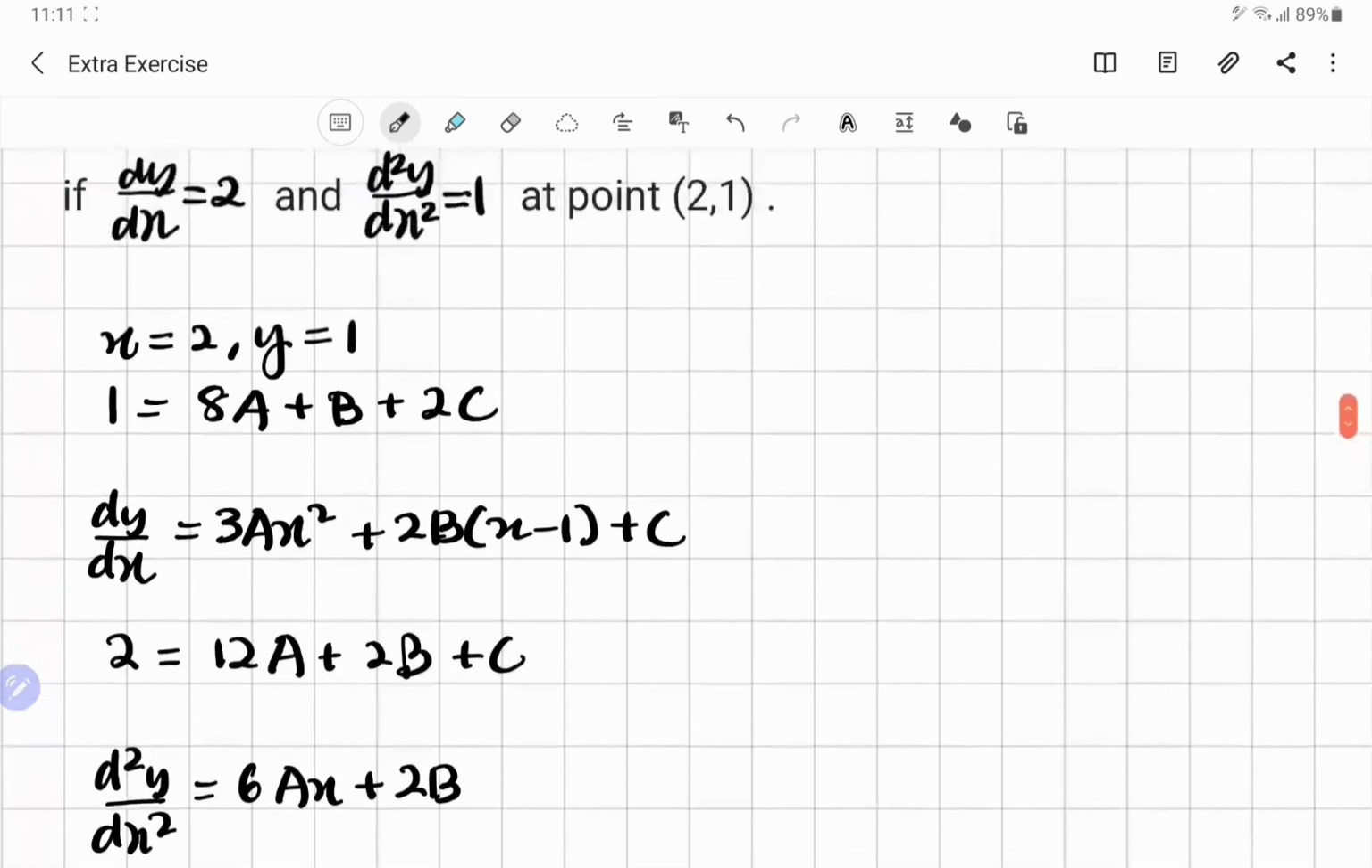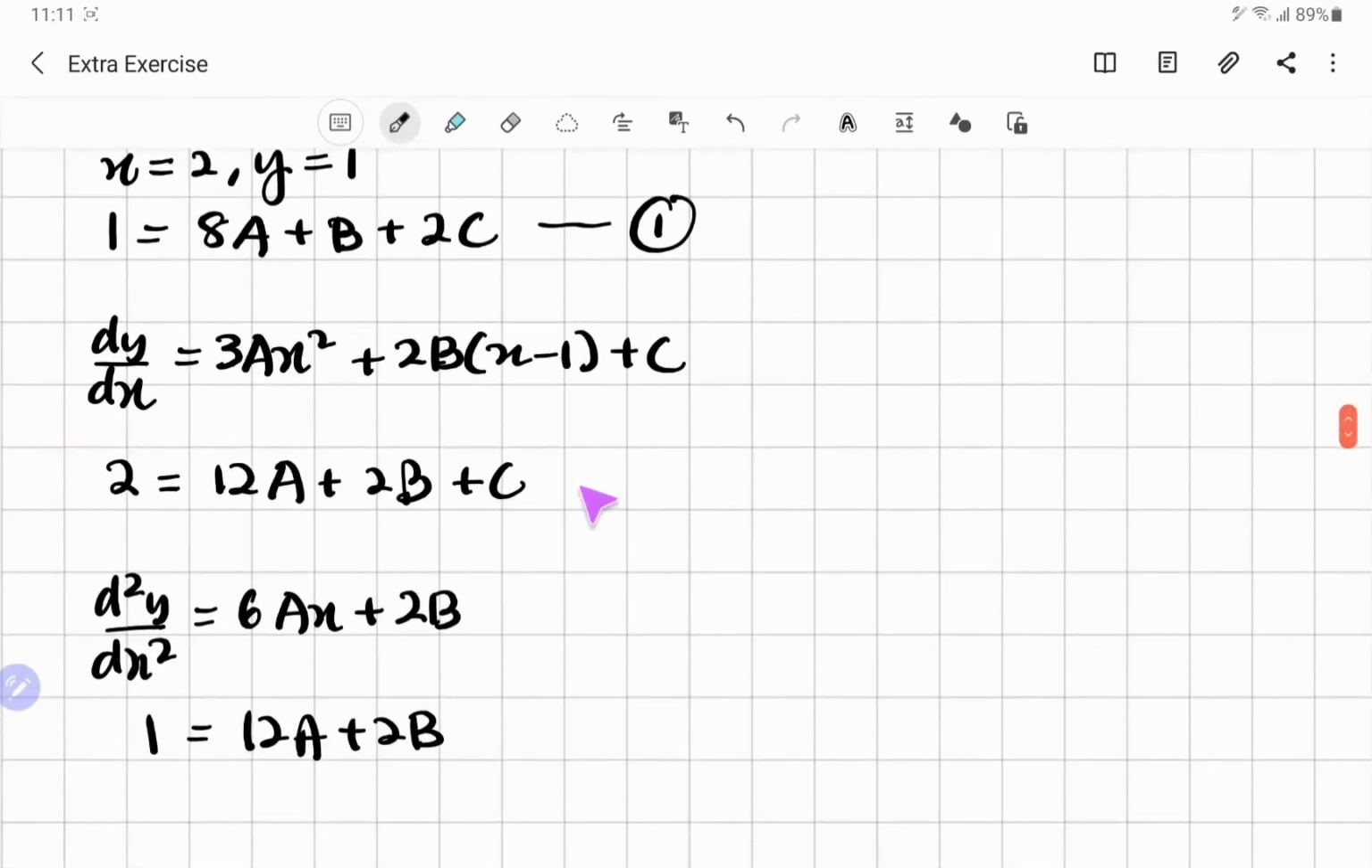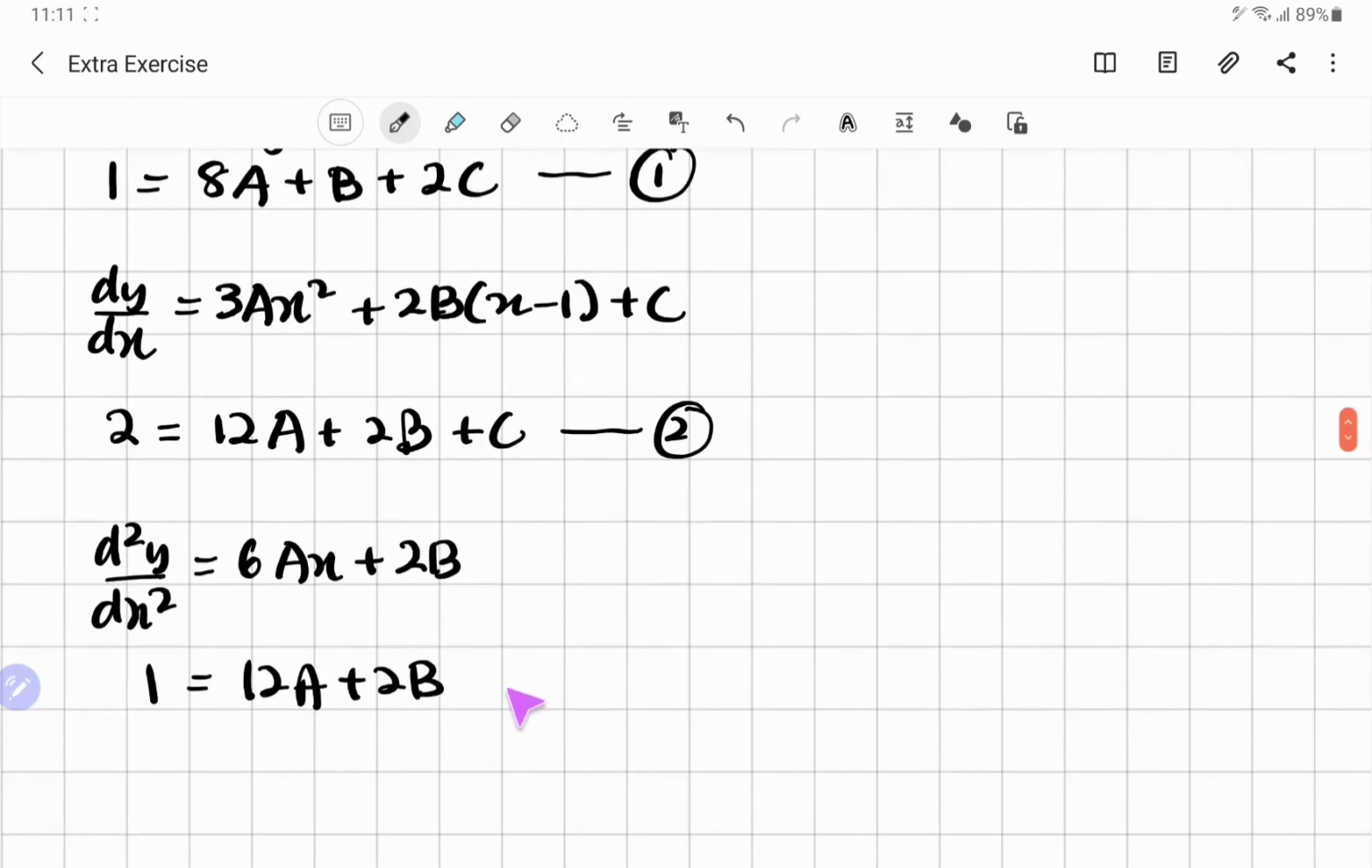Now we have three equations. The first equation: 1 equals 8a plus b plus 2c. The second equation: 2 equals 12a plus 2b plus c. And the third equation: 12a plus 2b equals 1.